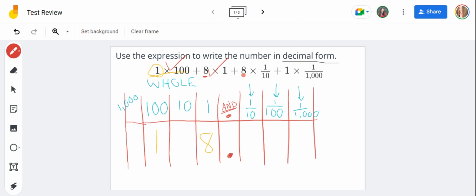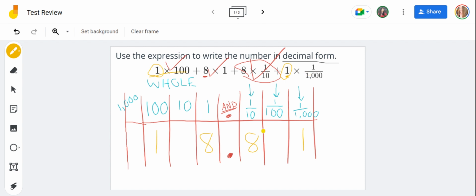All right, now my digit is 8. I'm timesing it by 1/10. So where do you think I'm going to put the 8? That's right, I'm going to put this 8 in the tenths place. And then again, I'm going to check it off. And then finally, I have 1 times 1 over 1,000. So my digit is 1, and it's in the thousandths place. So where do you think I'm going to put that 1? Am I going to put it in the thousands or the 1 out of 1,000? That's right. I'm going to put it in the 1 out of 1,000 because it's times 1,000th, not 1,000.